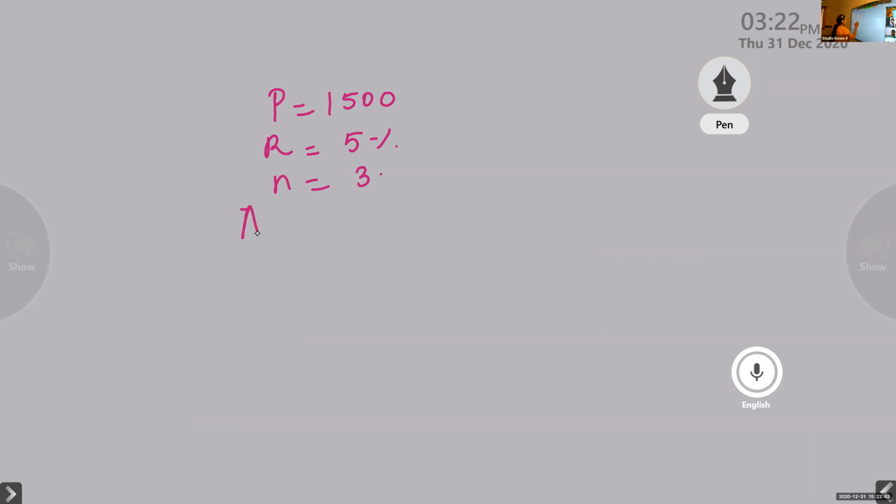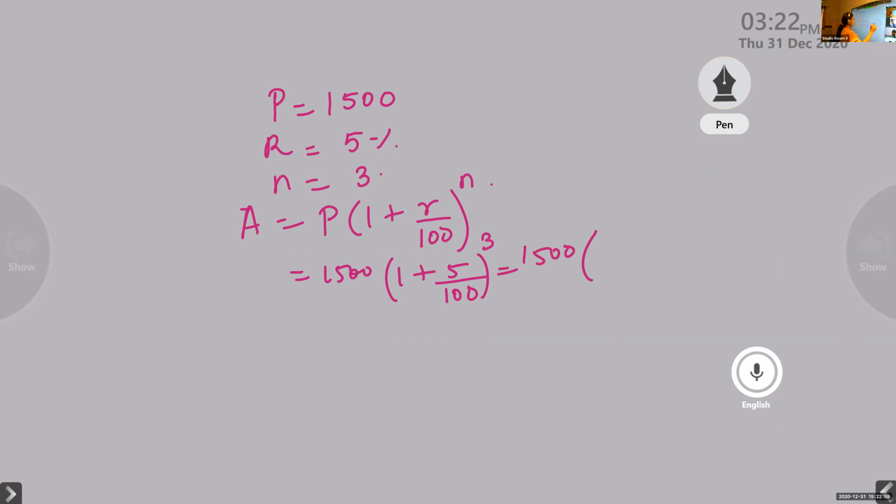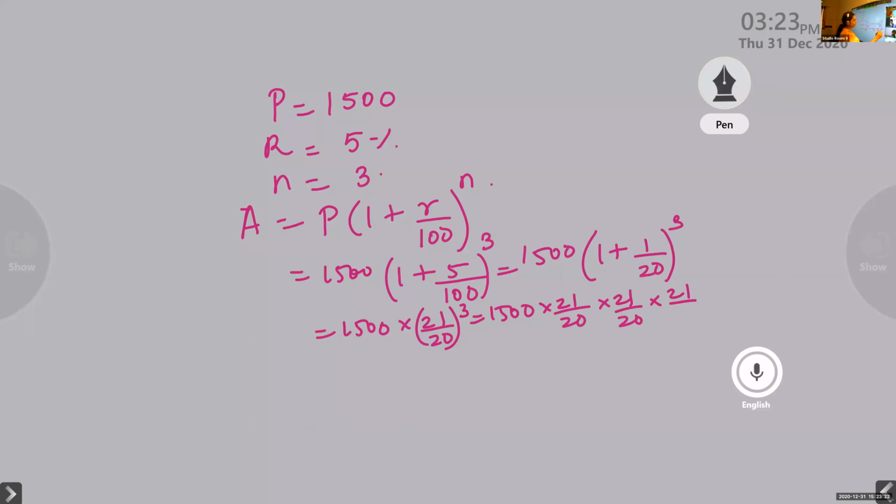Then what is the formula we have learned? Amount is equal to P into 1 plus R by 100 whole raised to N. So 1500 into 1 plus 5 by 100 whole cube. So it is 1500 into 1 plus, this one will become 1 by 20, the whole cube. If you take the LCM, it is 1500 into 21 by 20 the whole cube. So which is 1500 into 21 by 20 into 21 by 20 into 21 by 20.